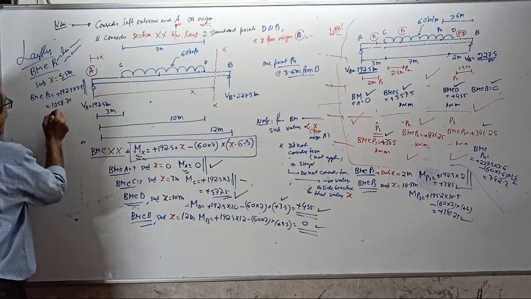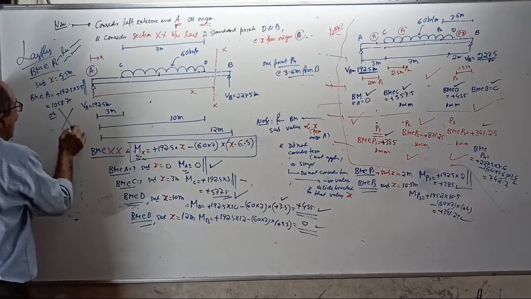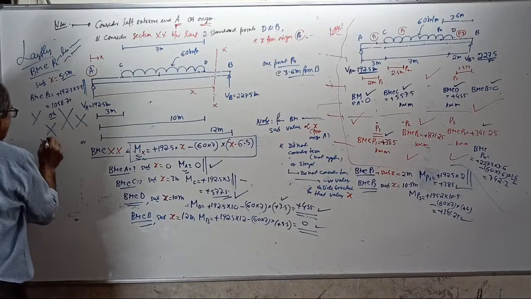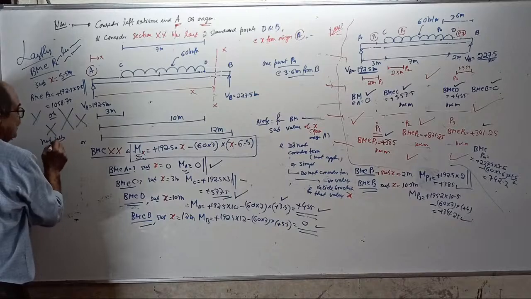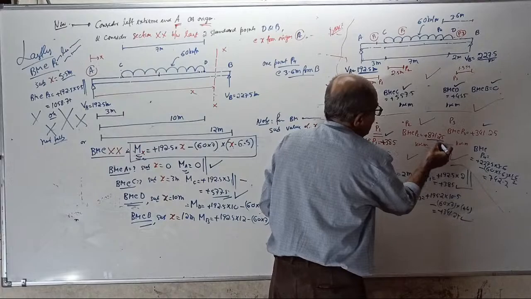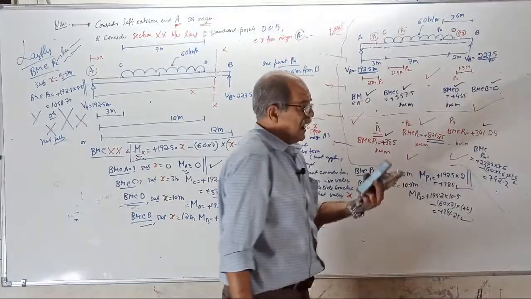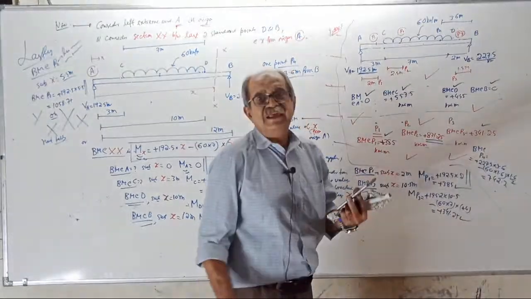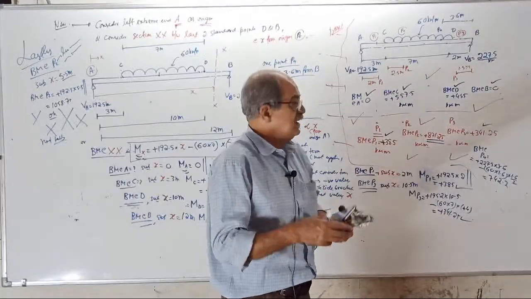1058.75. Oh, this is not tallying. Yes or no? This is not tallying with the correct answer. The correct answer is 871.25. It is not tallying. Tell yes or no? Not tallying.